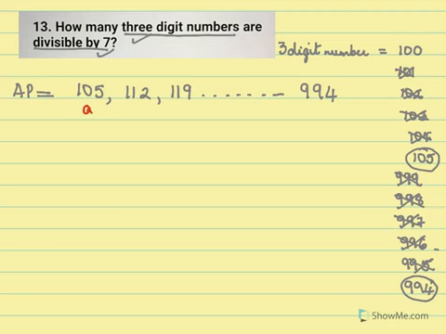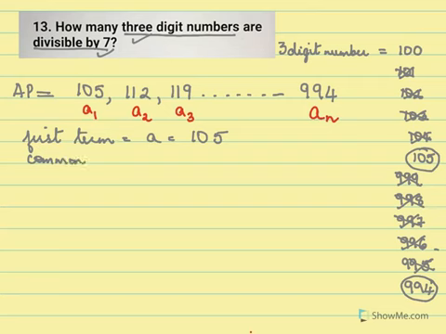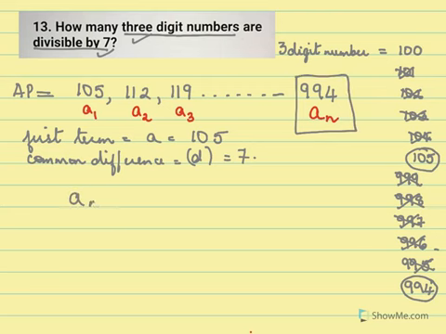So now this is my A1, here is my A2, here is my A3, and this is my AN. Now in this AP, we know the first term A equal to 105. The common difference, if you see the common difference between the two terms which we call D, is 7. And here we know our AN is 994. So we'll write AN equal to 994.